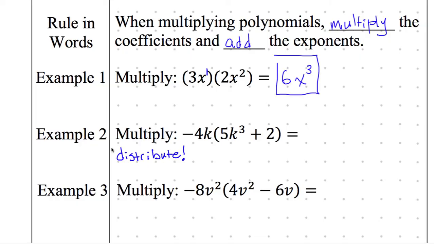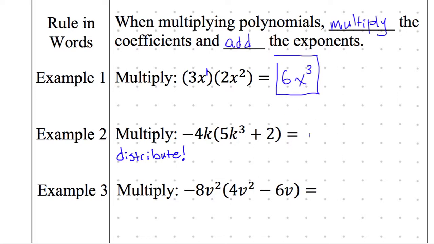All right. I need someone to distribute that negative 4k into the 5k cubed and that negative 4k into the 2. Ooh, that 2. That's going to be a little bit tricky. I wonder if anyone's going to be able to do that. I see one hand, two hands. I see Fernando and Jose. Anyone else want to take a shot at it? I'll alternate back and forth. Let's give it to Fernando.